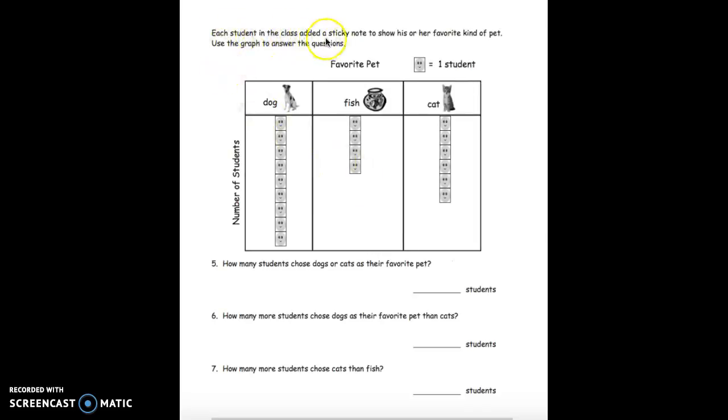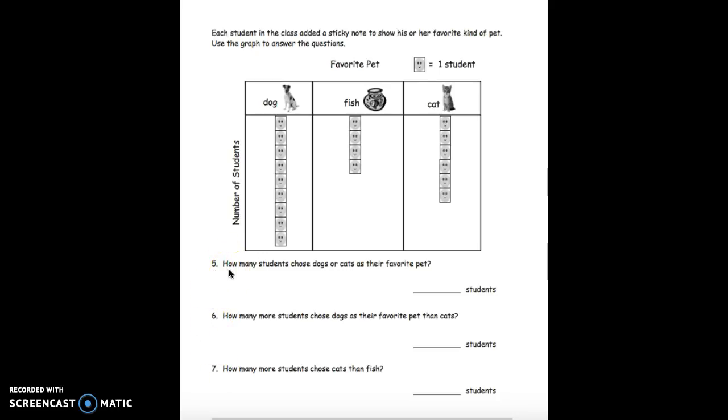Each student in the class added a sticky note to show his or her favorite kind of pet. Use the graph to answer the questions. The title of the graph says favorite pet, and each sticky note equals one student. The students could vote for a dog, a fish, or a cat. They stuck their sticky notes below on which one is their favorite. Use this graph to answer questions 5, 6, and 7.